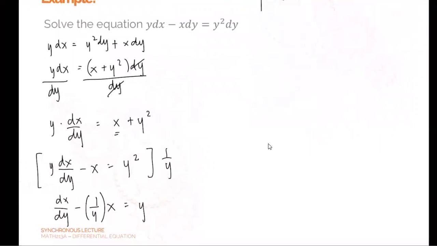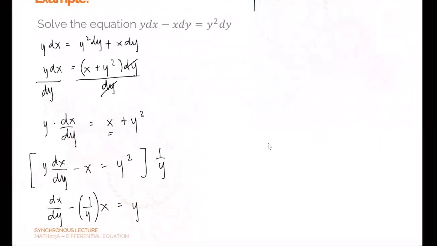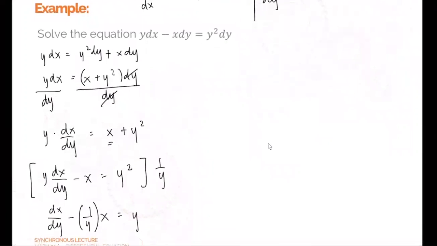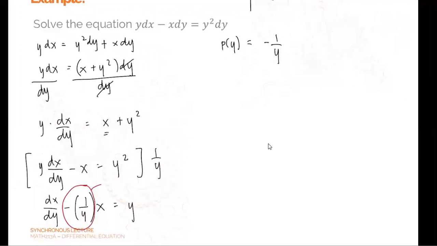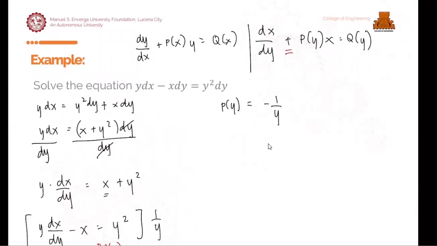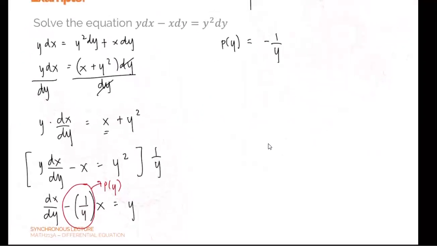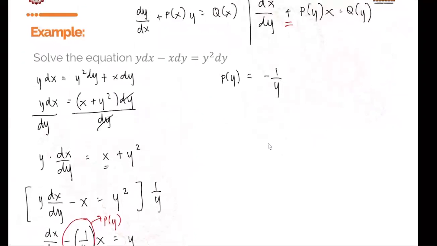Okay? So, yung p of y natin dito is negative 1 over y. Okay? So, ito yun. Kailangan kasama yung negative sign, no? Kasi sa equation natin, siya ay naka-plus. Kaya kailangan dito kasama yung negative sign. Okay?